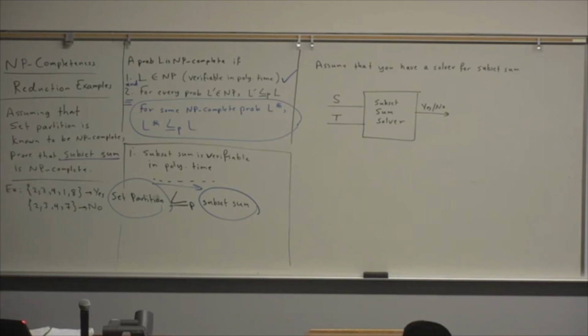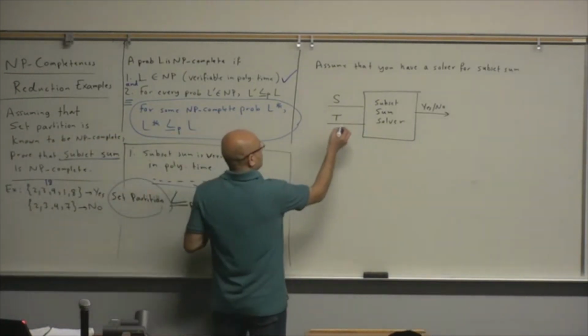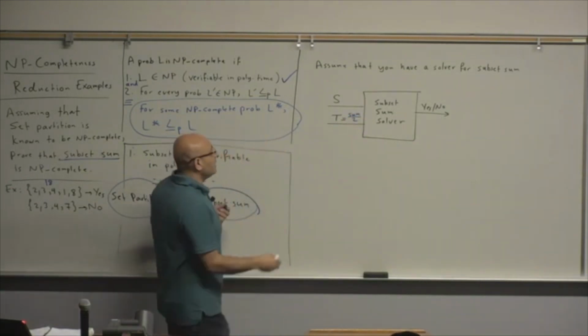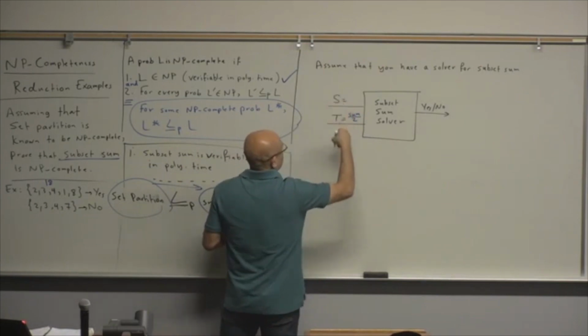We know that the target will be the total sum divided by 2. Exactly. So this is very obvious. You are trying to partition this, so your target is going to be the sum divided by 2. What's the sum? 18. So you give it 9, because the sum of these items is 18. So you give it the target equals sum divided by 2, and S is just the given set.